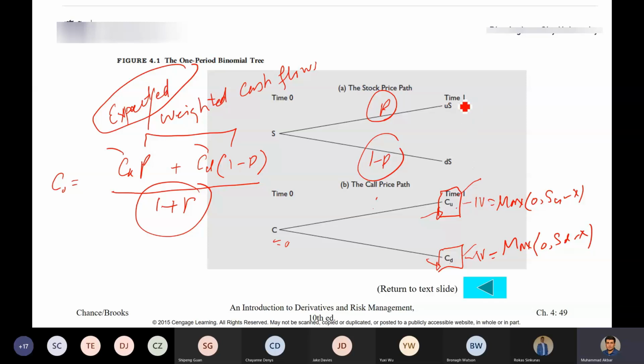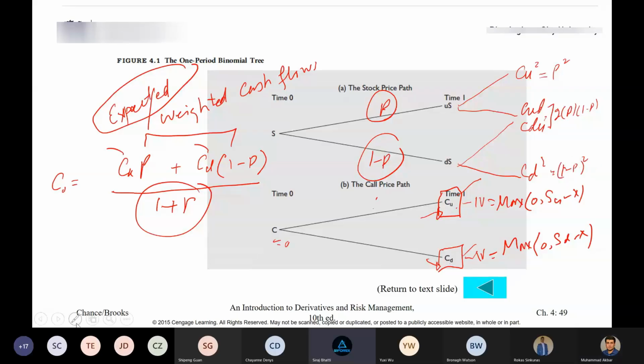The same principle will apply in a two-period world, where we will extend this further, and you will see that we will get Cu square, Cud, Cdu and then Cd square, and again we will have the probability of this equal to, for example, p square, and the probability of the middle will be 2p into 1 minus p, for example, and then Cd square will again have a probability of 1 minus p square. We use a full binomial function formula for this.